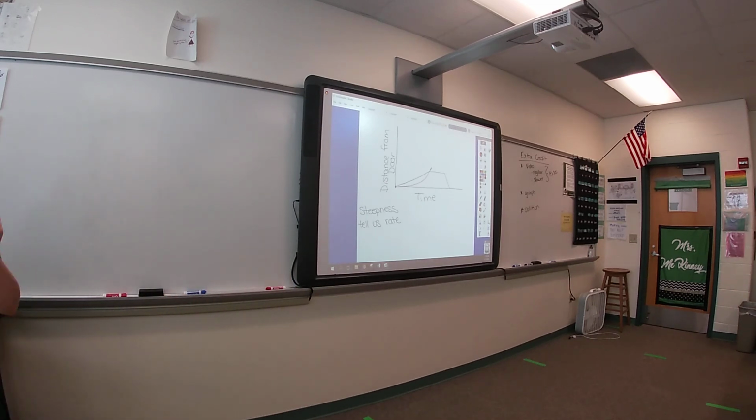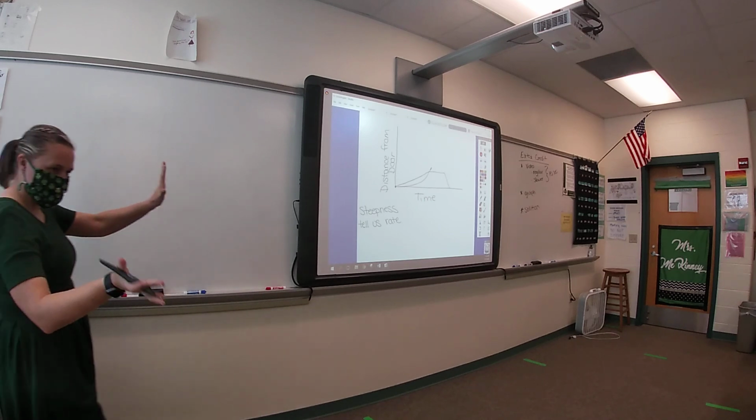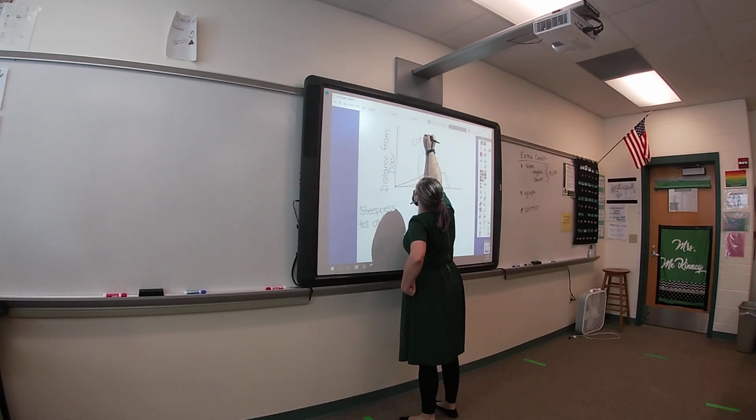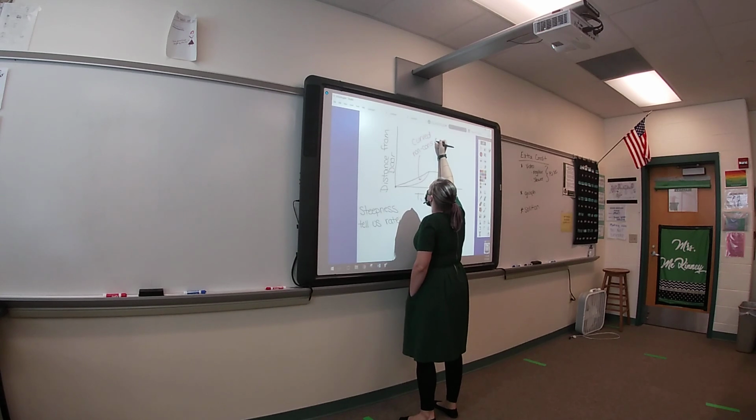Now, I'm not saying that this curved line matches up perfectly with what it would be in comparison to the other one. I'm just saying, okay, a curved line means it's a non-constant rate.